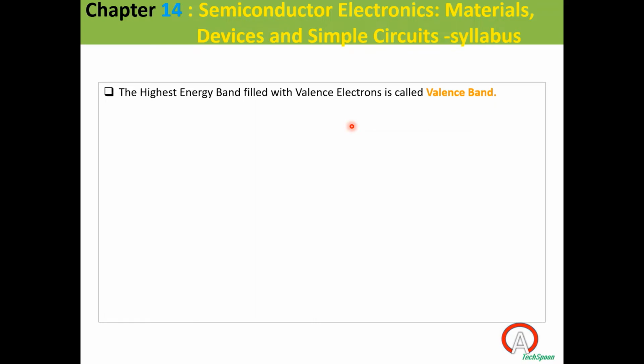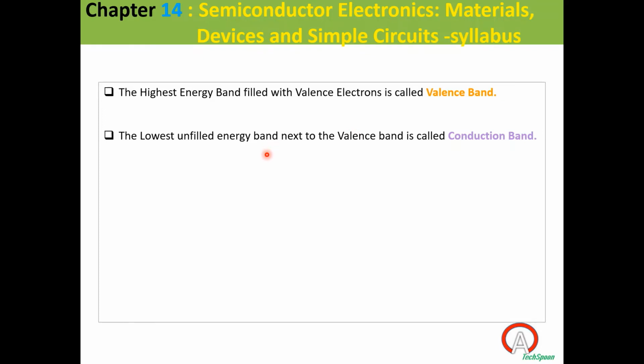In a normal silicon atom, how many valence electrons do we have in the outermost shell? For silicon and germanium we have 4 electrons, right? In normal condition they will be in the valence band. The valence band is the highest energy band filled with valence electrons. But when these electrons get some thermal energy, they move to another level, which we call the conduction band, and that causes electric current. The conduction band is the lowest unfilled energy band next to the valence band.